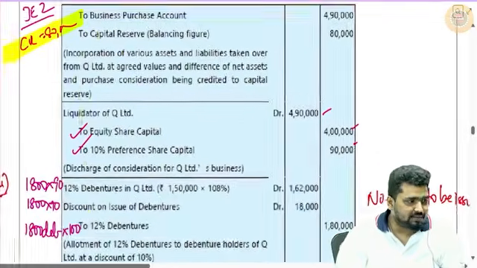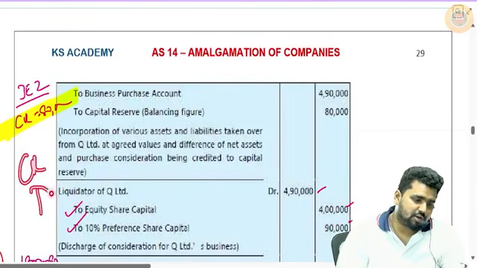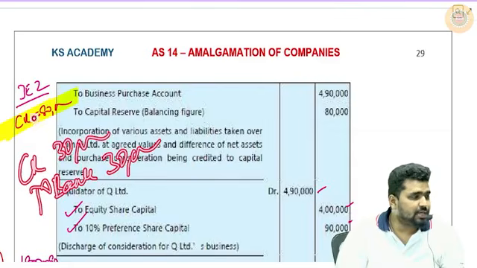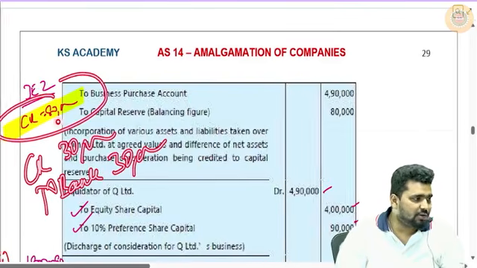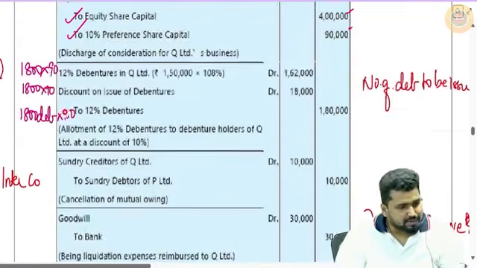What I said, for amalgamation in the nature of purchase, the liquidation expenses depend upon the second entry. The second entry is capital reserve. Then the liquidation journal entry should be: capital reserve account debit to bank account. How much are we paying? 30. So you are telling you have a profit of 80. No, in that you are paying 30. So your capital reserve is no longer 80. It should be only 50.